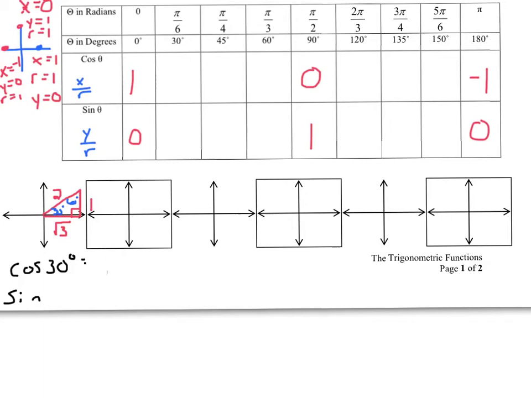Cosine is x over r. X is the square root of 3. This is the x value, this is the r value, and I just did it incorrectly a moment ago. That's square root of 3 over 2 for cosine.